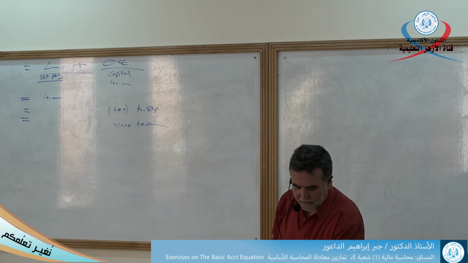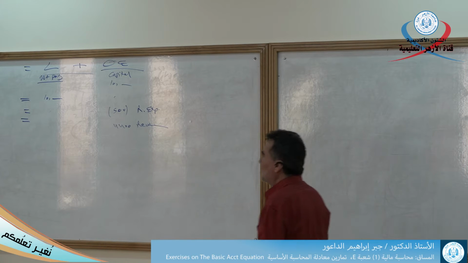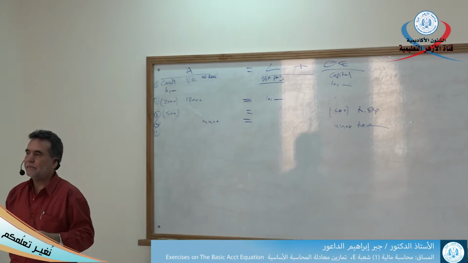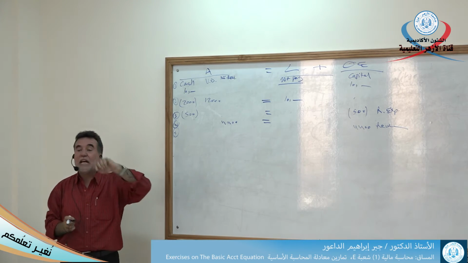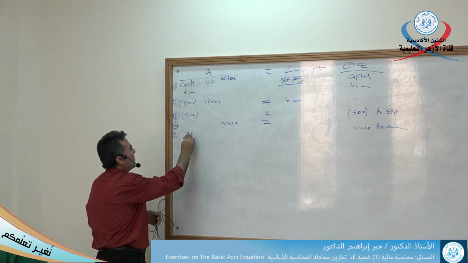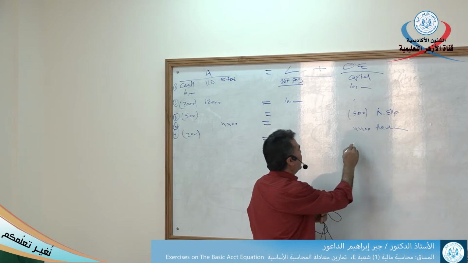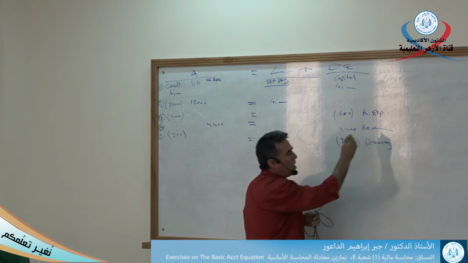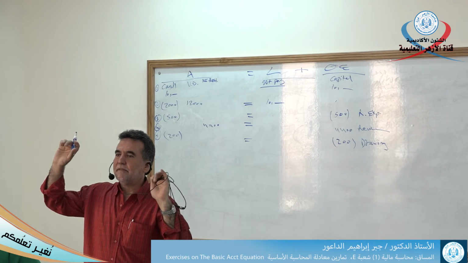Number 5. Withdraw 200 cash for personal use. Withdraw. Okay, excellent. Withdraw for personal use. So the cash will be decreased by 200. Owner's equity will be decreased by 200. Drawing. Clear?